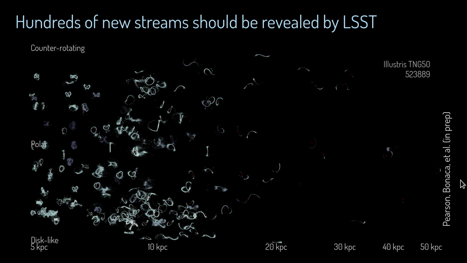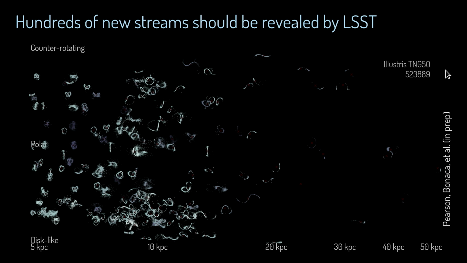And the axes are similar to what we had before. So the x-axis is distance from the galactic center, and the y-axis is the type of orbit. We have disk-like at the bottom, polar in the center, and counter-rotating on the top. Every stream is a small sky view of that one individual accretion event. The point I'm showing here is that there is a huge population of these streams expected based on our understanding of cluster and galaxy formation, and all accessible by LSST in the coming years.